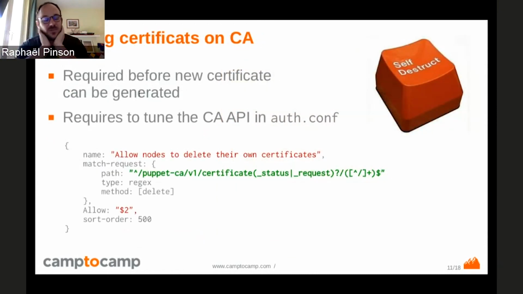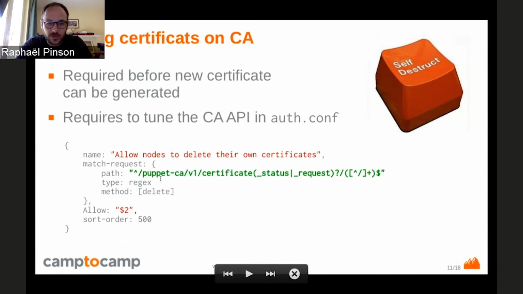One thing though is if you want to renew Puppet certificates on the agents automatically, you need to remove the certificates from the CA before you can renew it because the name doesn't change. Fortunately, this can actually be done since the Puppet CA has its own HTTP API, which is the Puppet server API. And so in auth.conf, you can add a rule.